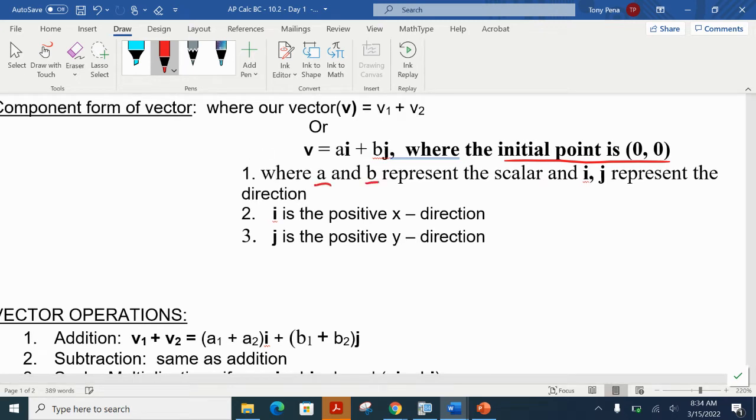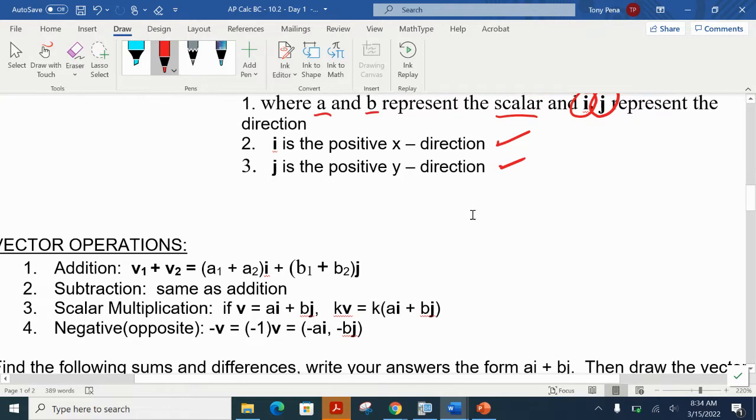A and b represent the scalar. So that's how big of a movement we make in either the X direction or the Y direction. And that's what these are telling us. I is the positive X direction. J is your Y direction.